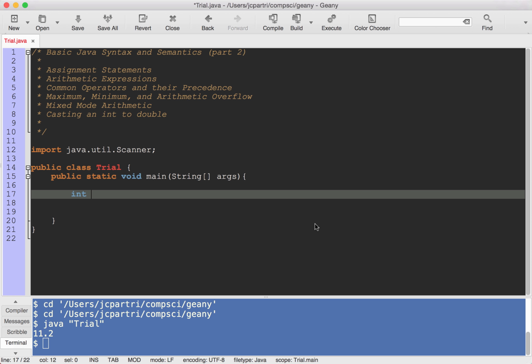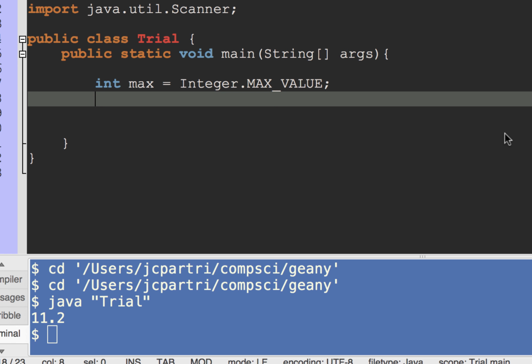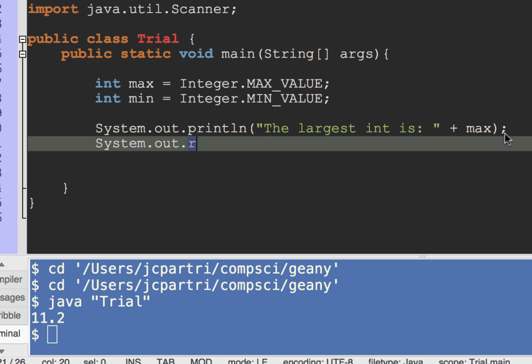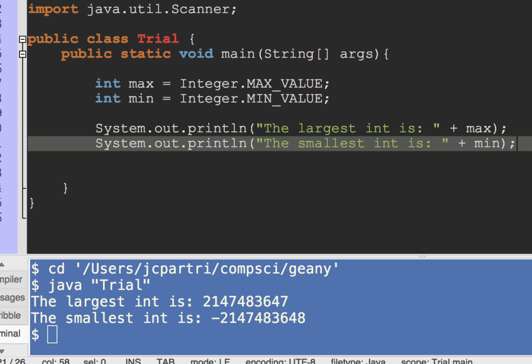So the way that we can find that out is I'm going to create an int called max. I'm going to use the integer class, and I'm going to use the constant value defined in that class called max value. I'm also going to define an integer called min. I'm going to ask the opposite question, what is the smallest value? So let's print these out. System.out.println, the largest int is, and then max, and then System.out.println, the smallest int is min. All right, let's see if this compiles. Good, it does. All right, let's run it.